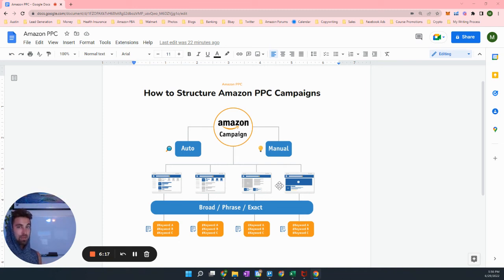So learn PPC. The beauty is in the optimization. Start out with an auto, 2 manuals, a broad and exact, and a manual product targeting on some of your competitors. See what works, see what doesn't. Stay optimizing at least twice a week.